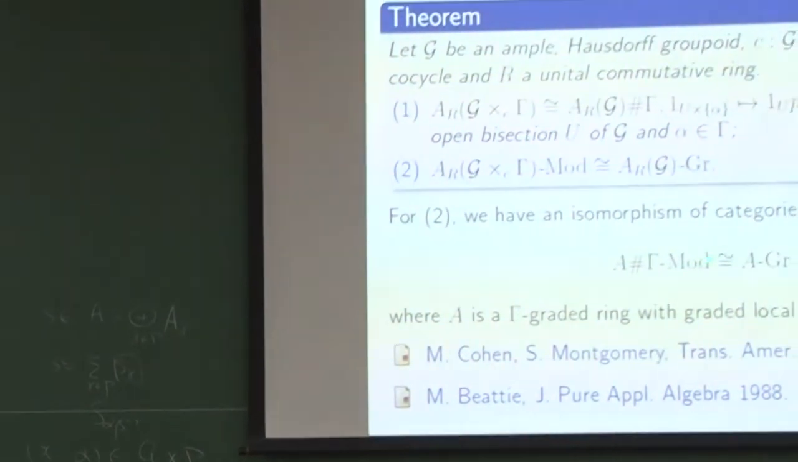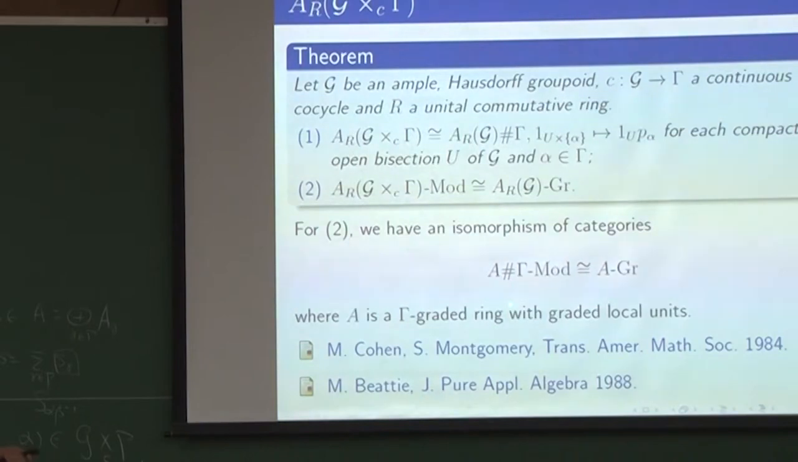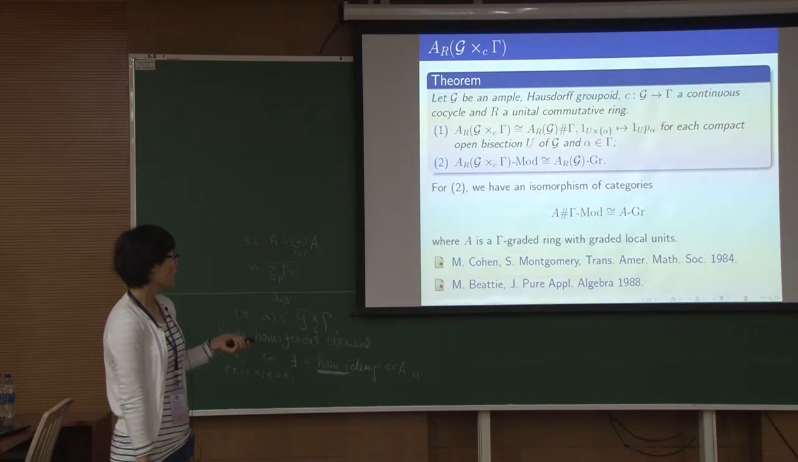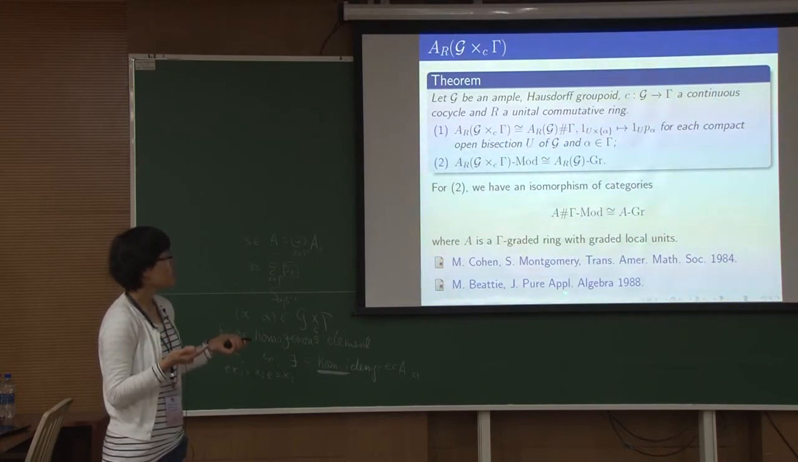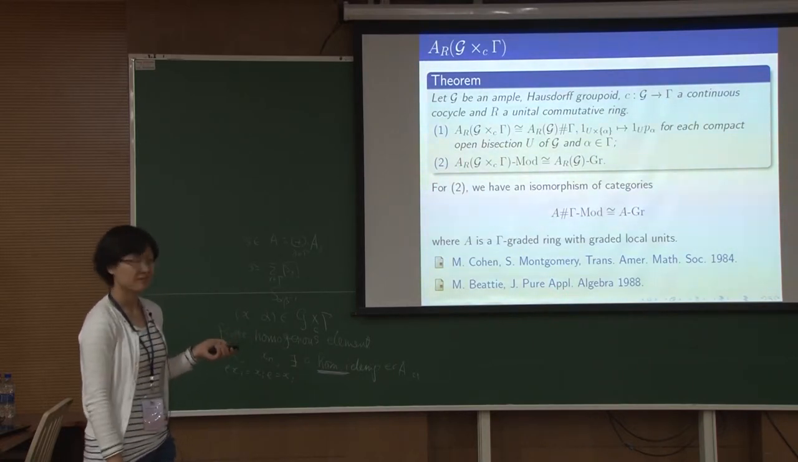In fact, in these two papers, they already consider these two categories. In the first paper they consider the graded ring with unit, and this gamma in this paper is a finite group. And in the other paper they consider unitary rings, but the group can be infinite.